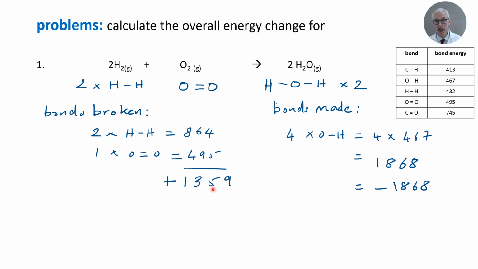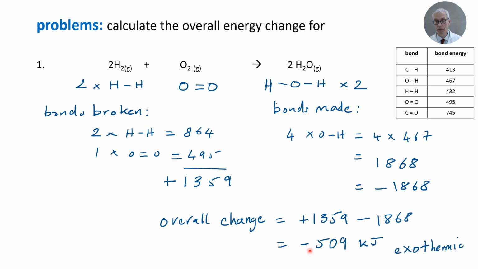We then add these 2 numbers together. So the overall change is plus 1359 minus 1868 comes to minus 509. This is exothermic. The energy released on making the bonds is greater than the energy absorbed to break. Gives an overall energy change with a negative value, which is typical of exothermic reactions.